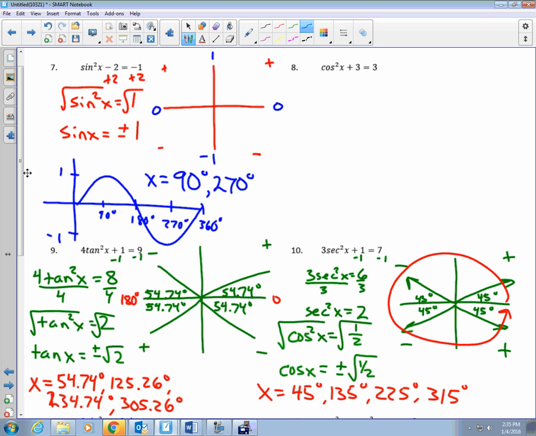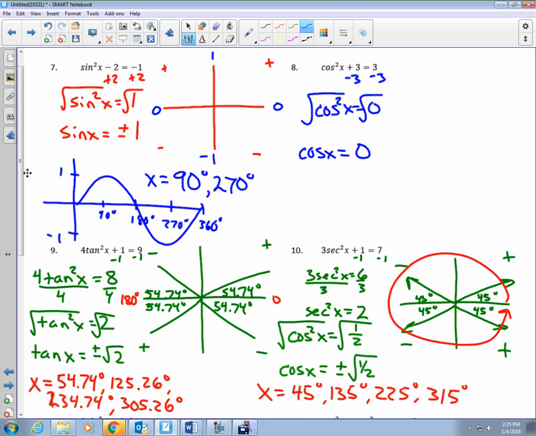So if you come up with special values like 0 or 1, you want to think about where it's equal to 0 and 1. Well, sine or cosine. This one we'll do cosine. We'll come up with 0 and we'll see that. This one, I subtract 3 from both sides. Cosine squared of x is equal to 0. Square root both sides. What's the square root of 0? Yeah, there's no plus or minus to 0, is there?